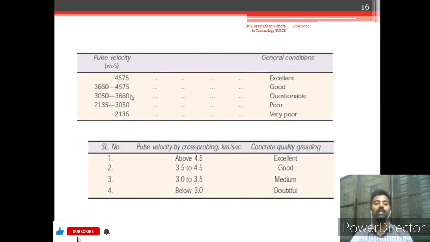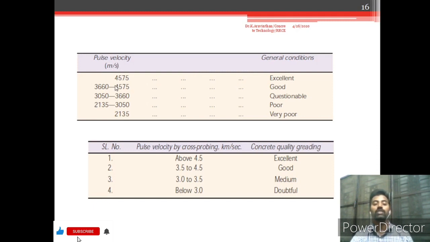So this is a table which gives the values of the general condition for the ultrasonic pulse velocity test. Note here that it gives a qualitative analysis of a concrete. You can say that the concrete is either excellent, good, questionable, poor, or very poor. These are the qualitative aspects. So we cannot identify the exact numerical value of a concrete strength. This is one of the limitations of the test. You can correlate with other tests to identify the exact strength.